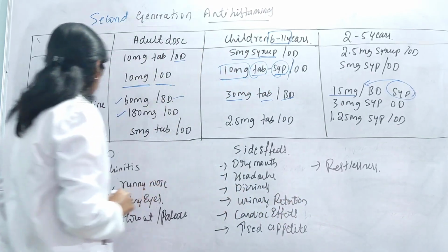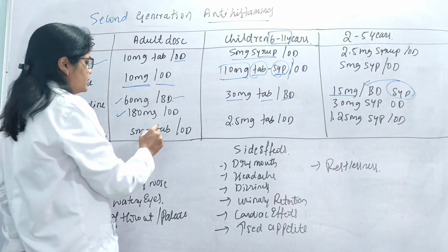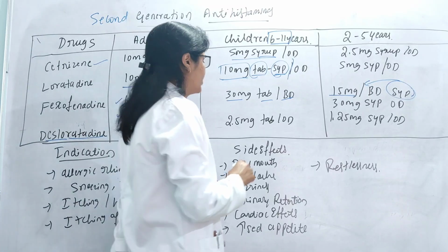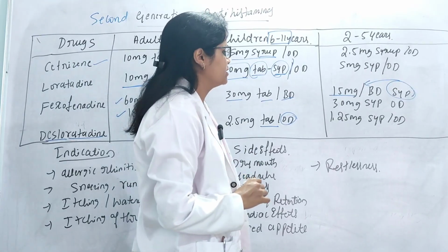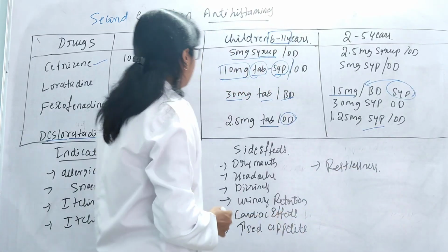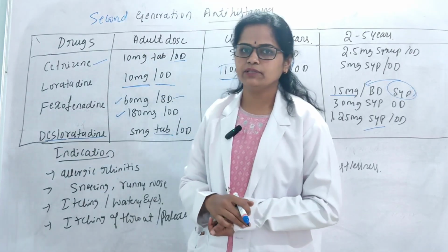And next, desloratadine. It is administered as a 5 mg tablet for adults, that is once in a day. And for the 6 to 11 years children, a 2.5 mg tablet, once in a day. And for the 2 to 5 years children, it is administered 1.25 mg syrup once in a day. Okay, these are the drug administrations for the adults and the children 6 to 11 years and then 2 to 5 years.